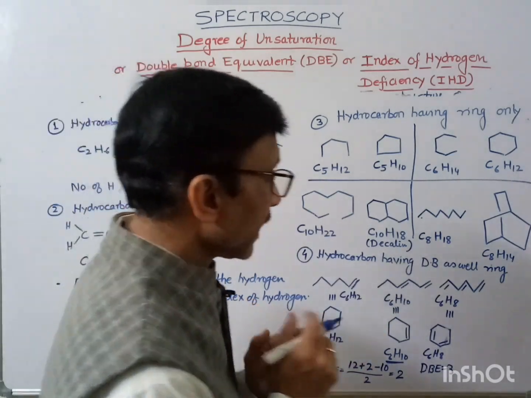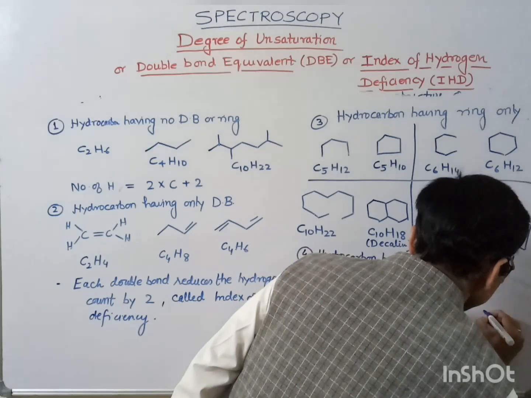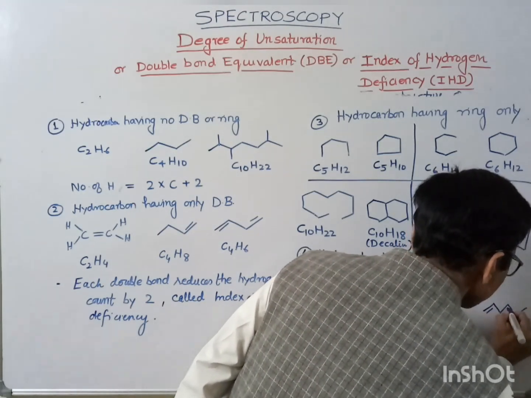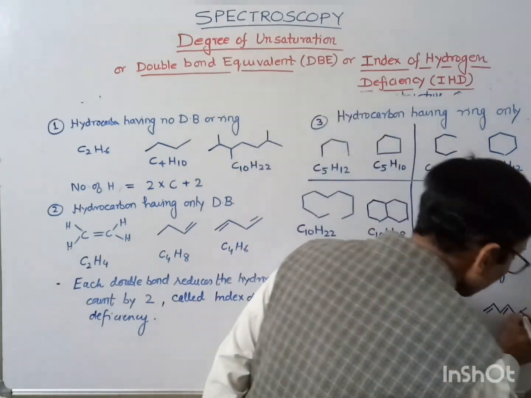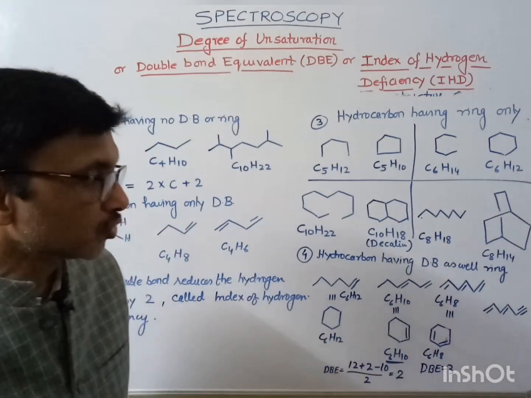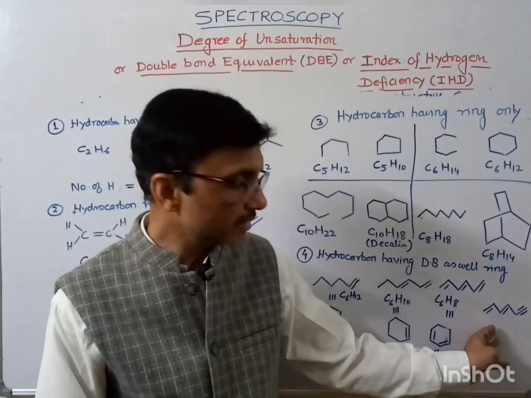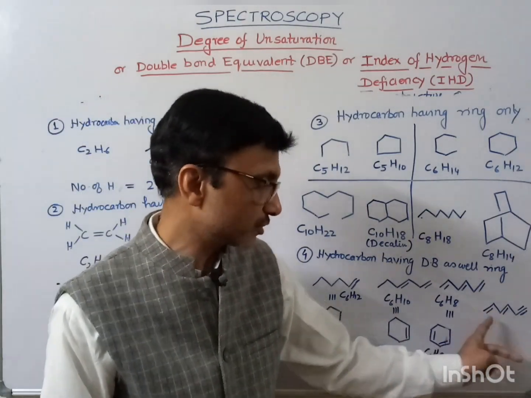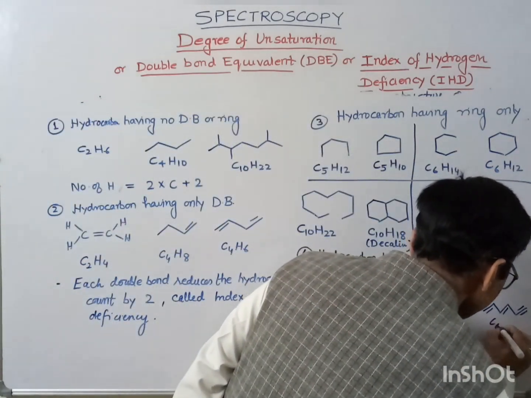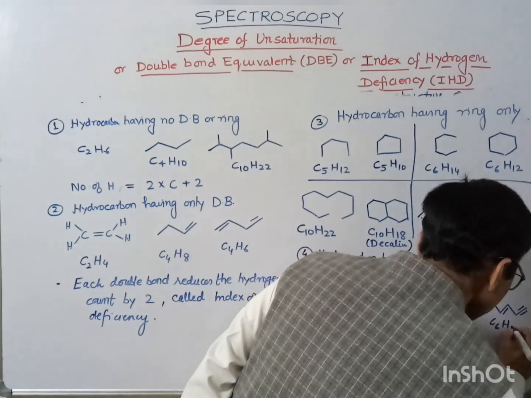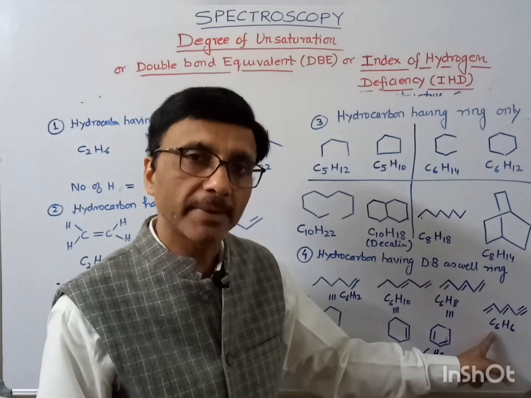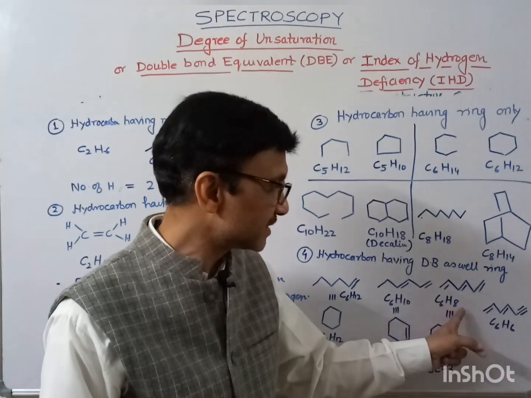Now suppose another case. Let us take the next case, 1 double bond, 2 double bonds, and suppose I put a triple bond over here. So how many pi bonds are there in this structure? So what is the molecular formula for this? The molecular formula for this will be C6H6. One more double bond will reduce the hydrogen count again by 2. So here this is C6H8.